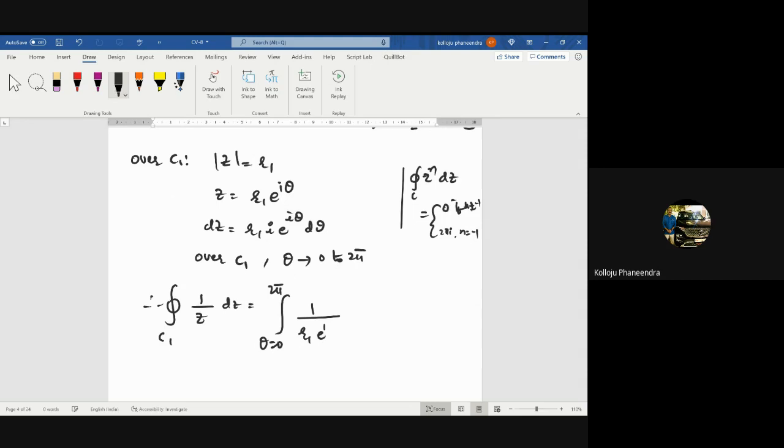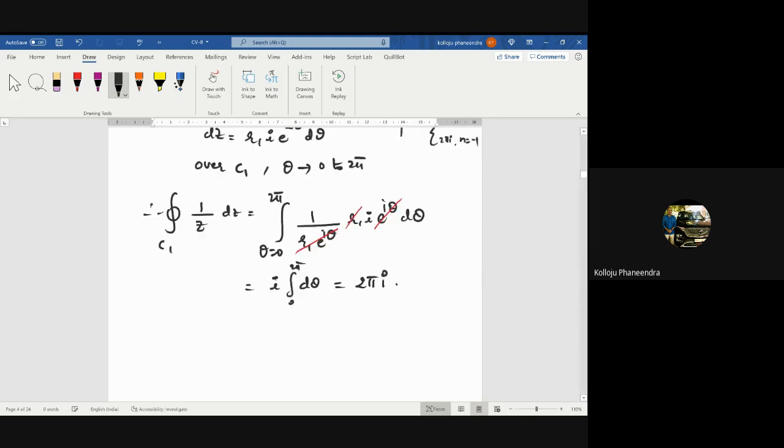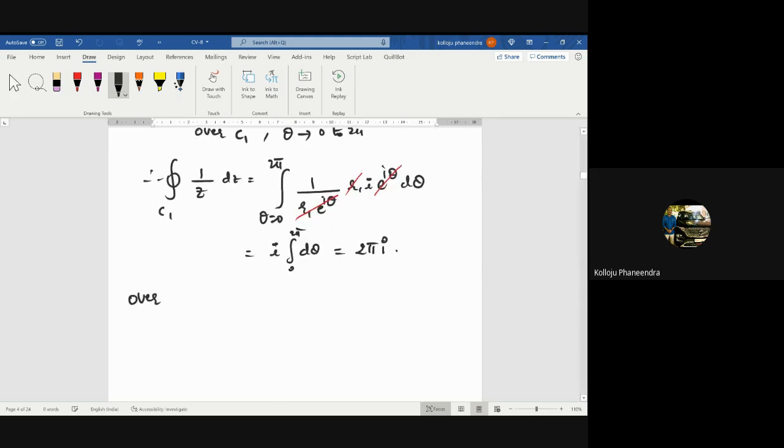R1 into e power I theta. And what is dz? R1 into I into e power I theta d theta. So which terms are getting cancelled? This one. Only I will be there. So I integral of d theta from 0 to 2 pi. That is nothing but what value? 2 pi I.